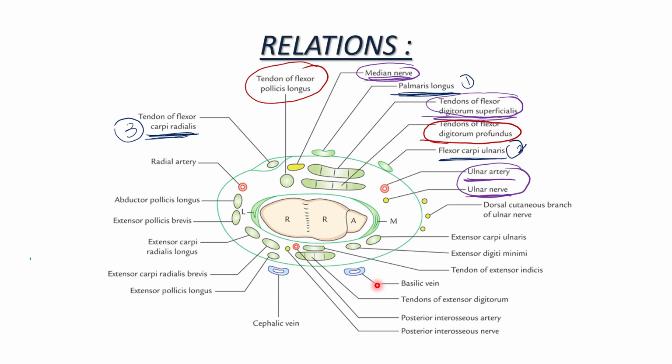Deep to the retinaculum lie the tendons of the extensor digitorum and the extensor indicis, and in the medial most part, the joint is related to the extensor carpi ulnaris and extensor digiti minimi. So all these extensor tendons along with the posterior interosseous vessels and nerve which lie deep to the extensor retinaculum make up the posterior or dorsal relations of the joint. So these are the relations of the joint mainly.